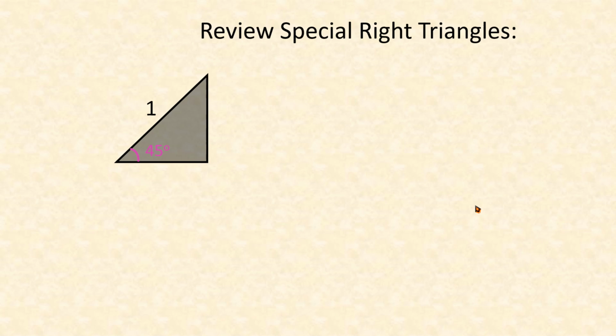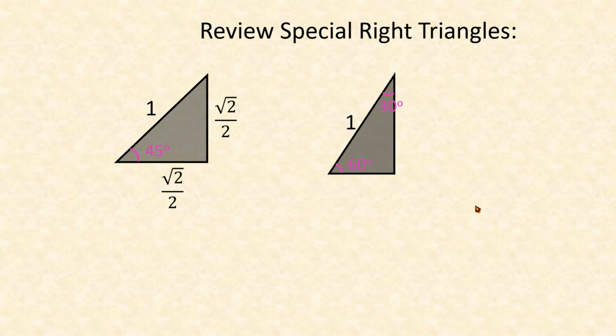Remember, from the hypotenuse to the sides, you divide by radical 2. So 1 divided by radical 2, you have to rationalize it, and you get radical 2 over 2 for both sides. The other type is the 30, 60, 90 right triangle. Remember again, the hypotenuse is 1, so the short side is half of that, which is 1/2. And the long side is 1/2 times radical 3, which is radical 3 over 2.